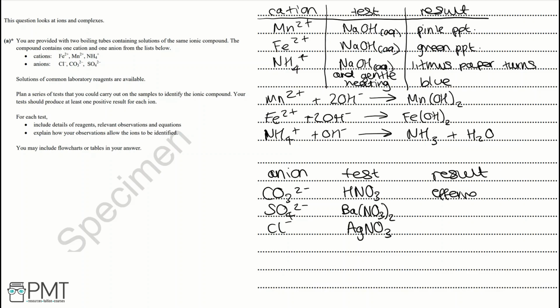We're going to then write the results, so the carbonate ion will react with nitric acid and it will effervesce, which means to bubble. Then both the sulfate and the chloride ions will react to form white precipitates.